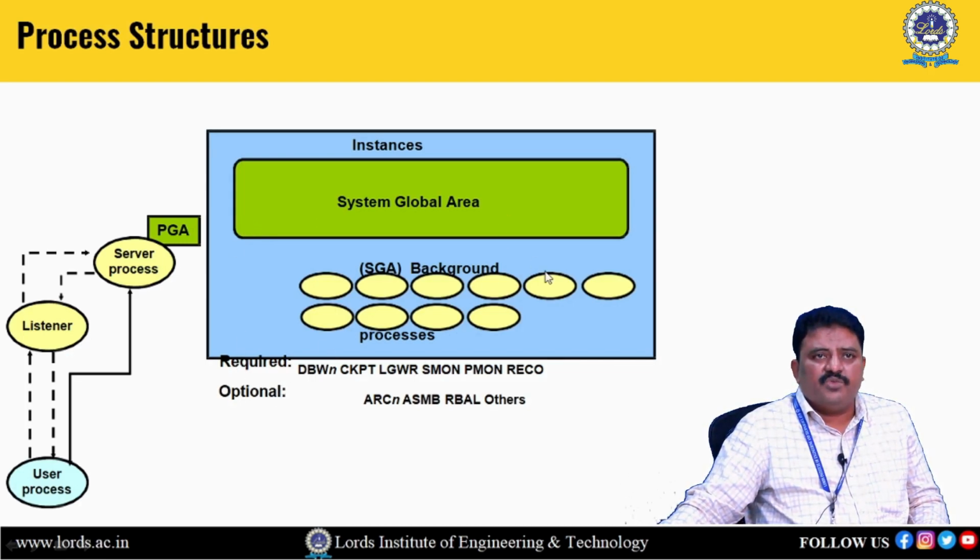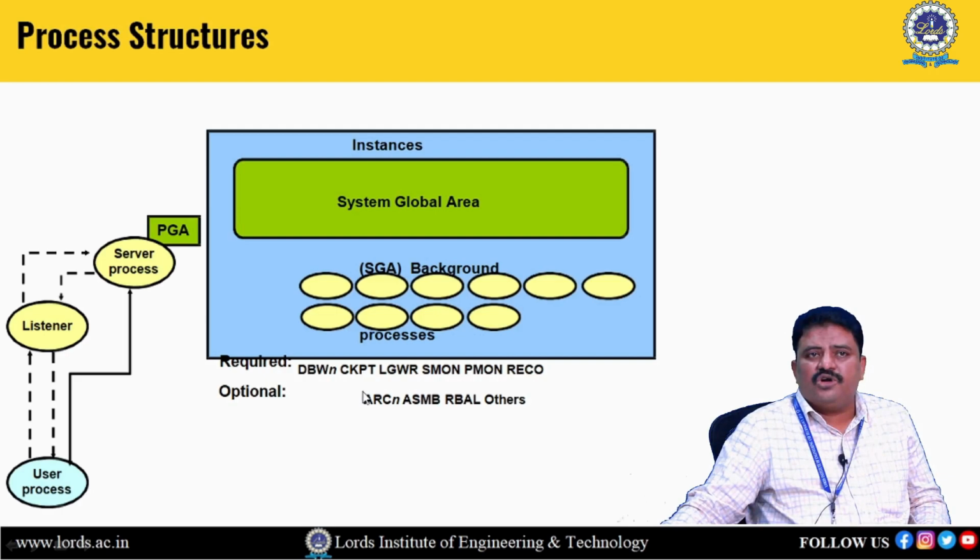And the other part is the background processes. There are different background processes in the SGA: the database writer, the checkpoint background process, the log writer, the system monitor (SMON), PMON, and the recovery process. Apart from that, we have an archiver process and some other processes. The work of the database writer is to write into the database.